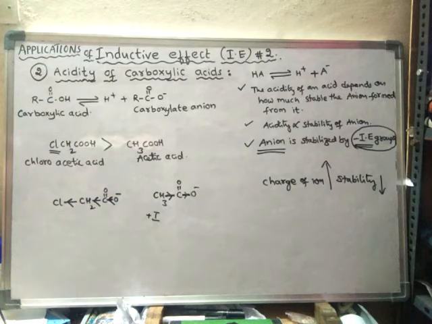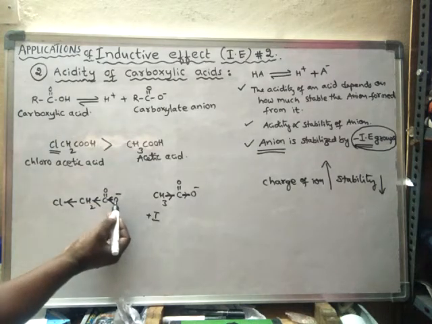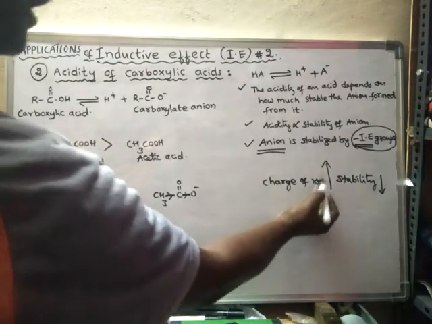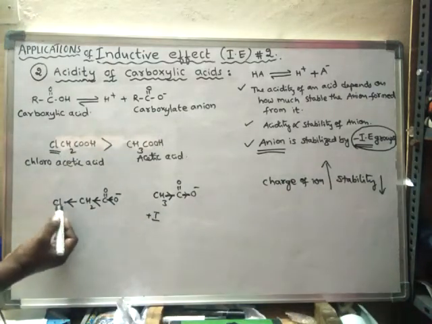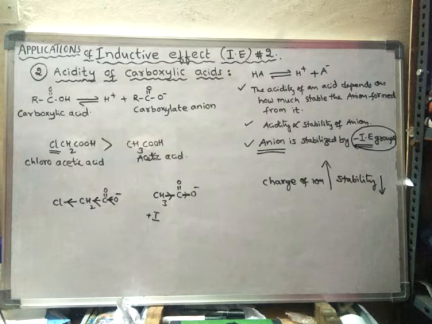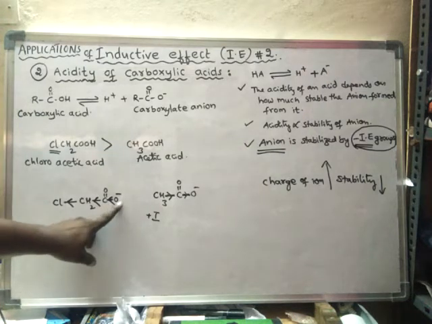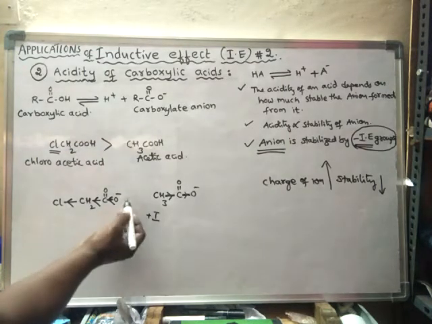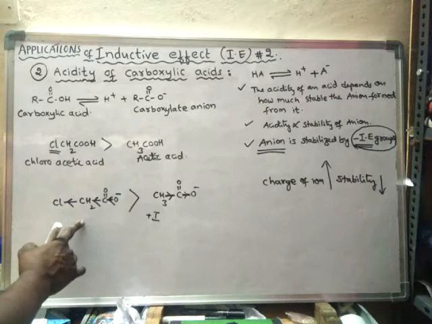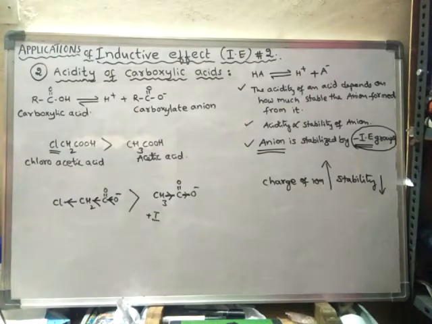As a result, what happens? When the charge on an ion decreases, stability increases. So the minus IE group will decrease the charge on the anion. Therefore, it increases the stability of the anion. As a result, this will become more stable than this one.